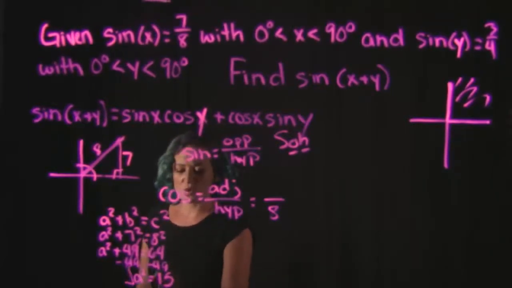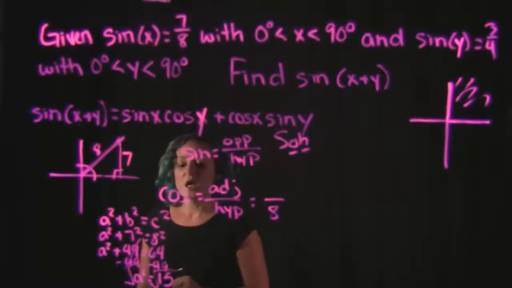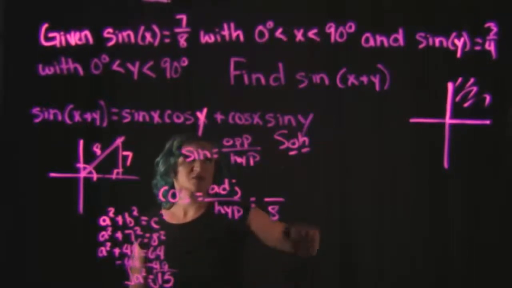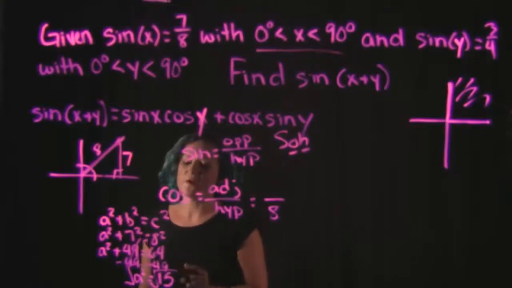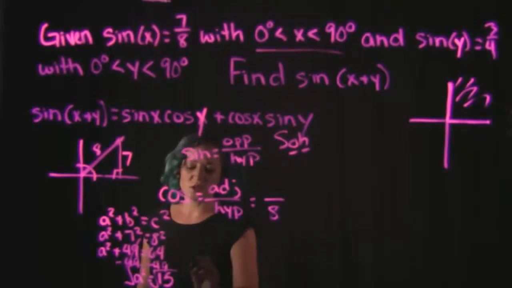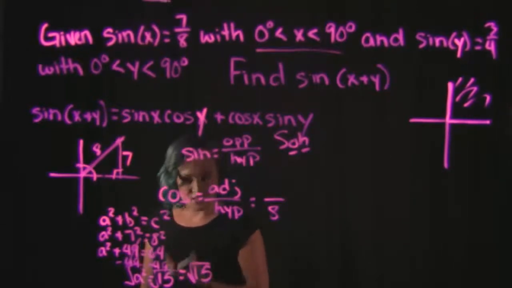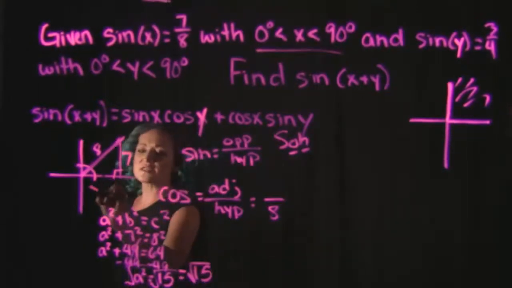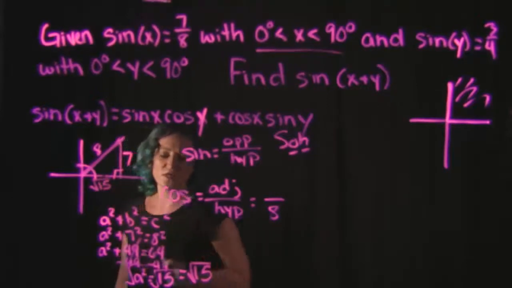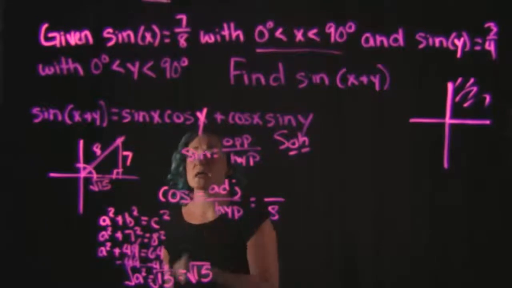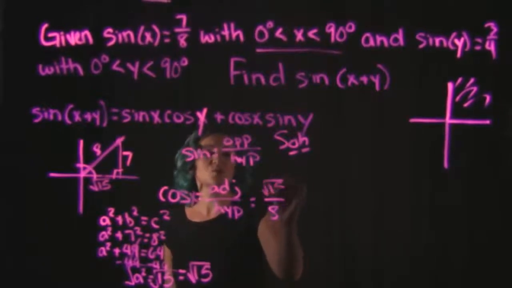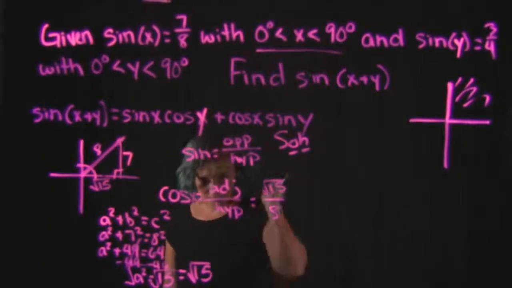So we need to take the square root of both sides. We are going to take the positive answer here. We do know that this falls within the first quadrant, so it is positive. So the square root of 15 is just the square root of 15. That does not simplify. What that tells me is that my adjacent side over here is the square root of 15. So that means cosine of x is equal to the square root of 15 over 8.